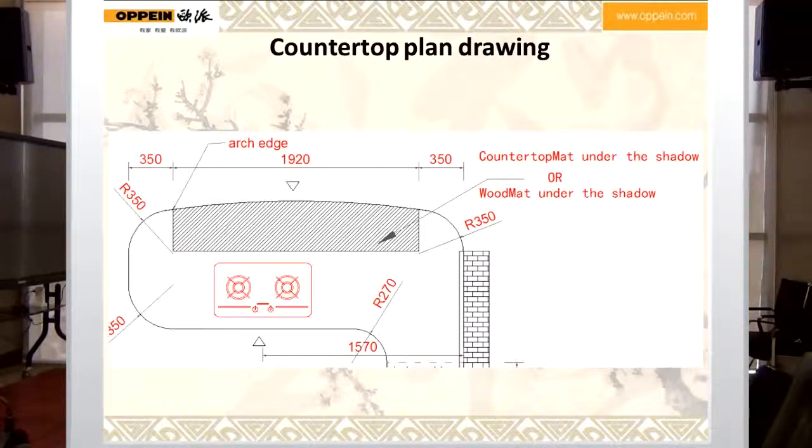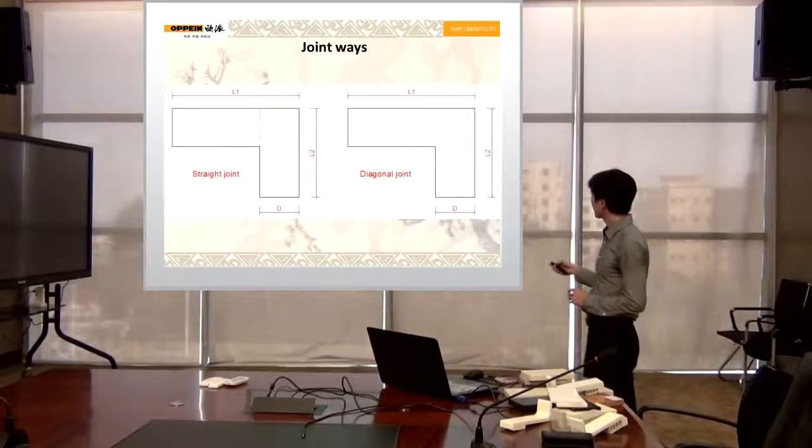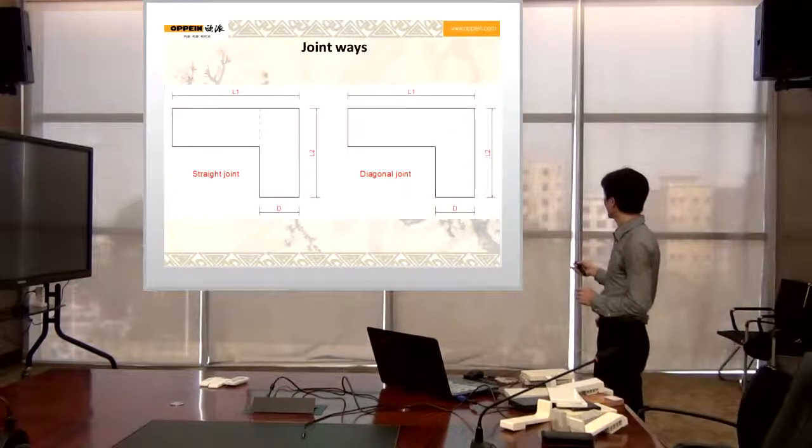So for this area, underneath, you have two options. One is countertop material under the shadow area. The other is wood material under the shadow area. Countertop material is more expensive than the wood material. And this is the arch edge. So the joint: this is the straight joint and this is the angle joint. So with different joints, the total length is different.